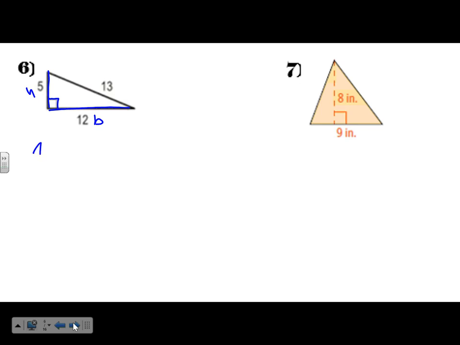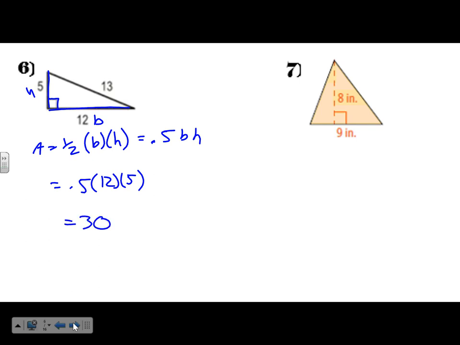So the area of a triangle is 1/2 base times height. And again, if I were you, I personally would make that 0.5 times base times height, because that's how I type it in my calculator. So that would be 0.5 times 12 times 5. And again, just type that straight into your calculator. 0.5 times 12 times 5 is 30. There's no label, no inches or feet or meters, so you can just leave it 30, I guess.